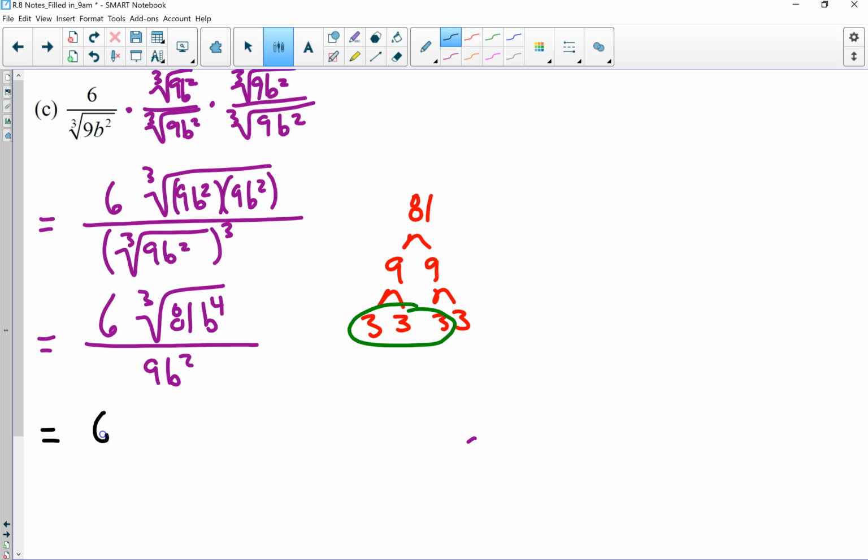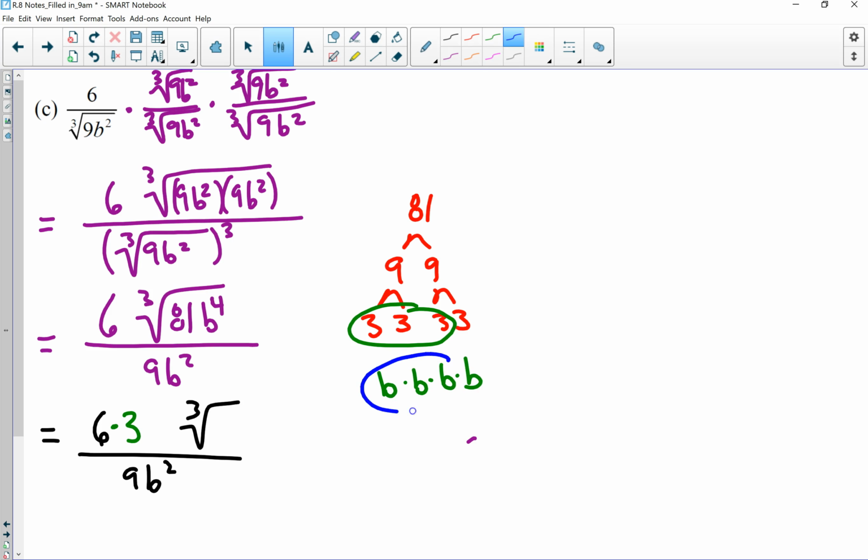So let's see, I had 6. Let me rewrite what stays. Okay, all that stays. I can pull out a 3. When I look at b to the 4th, that's b multiplying by itself 4 times. I also have 3 of the same item. I have 3 quantities of b, so I can pull a b outside the cube root. And I'm left with a b inside and also a single factor of 3.